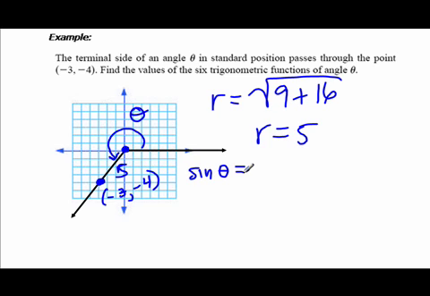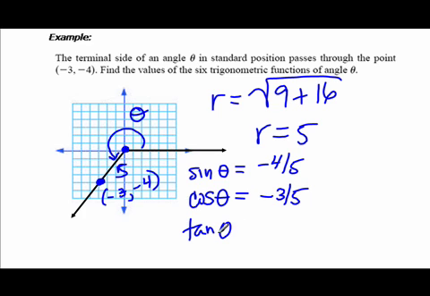Y over R. What would you answer that as? Up here, negative 4 over 5. Negative 4/5. Cosine, x over r. The x coordinate of my point P is negative 3, r is 5, so that's negative 3/5. Tangent, y over x. Negative 4 over negative 3, but our negatives cancel out, so that would actually be positive 4/3.